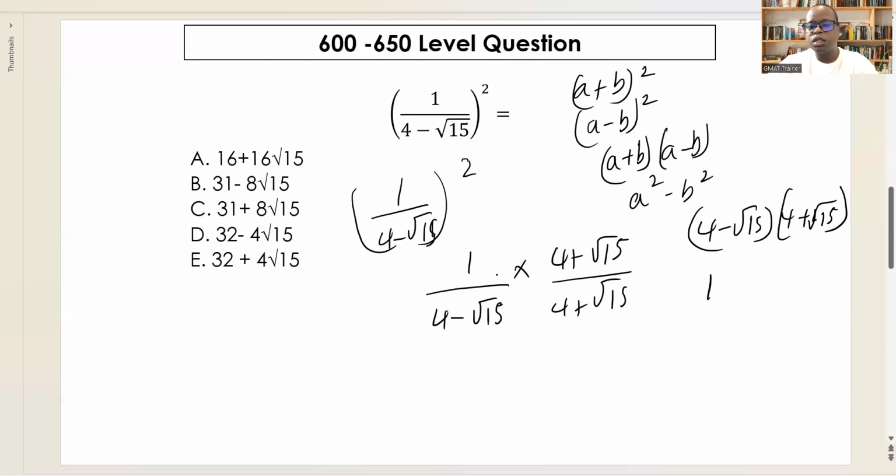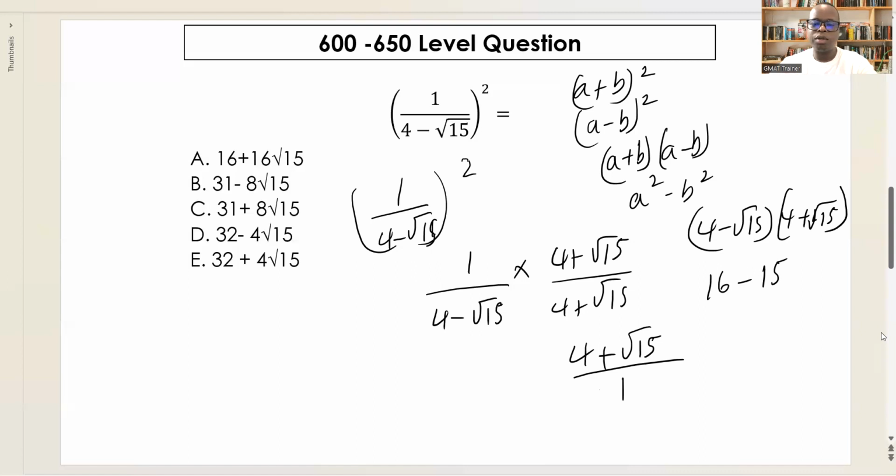So this will give us 16 minus 15, because it literally is a square on both sides. So you end up having 4 plus root 15 in the numerator, all over 16 minus 15, which is 1. Yeah, so that's what we have as the simplified version of this whole expression. So what do you do next?